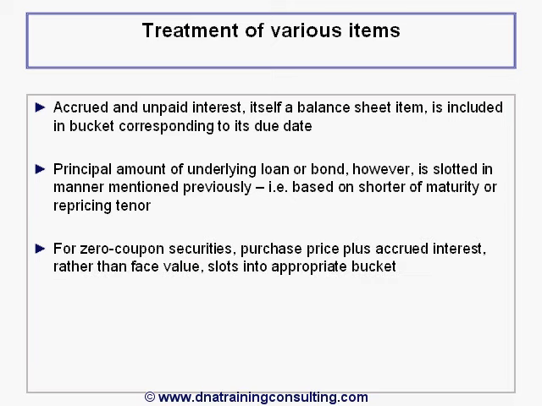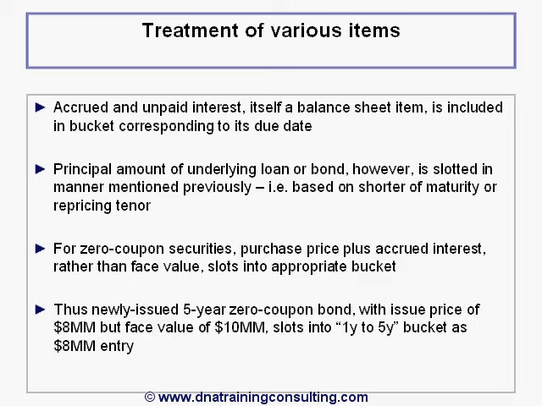In the case of zero coupon securities, the purchase price plus accrued interest, rather than the face value, slots into the appropriate bucket. Thus, a newly issued 5-year zero coupon bond with issue price of 8 million but face value of 10 million slots into the 1-year to 5-year bucket as an entry of $8 million.